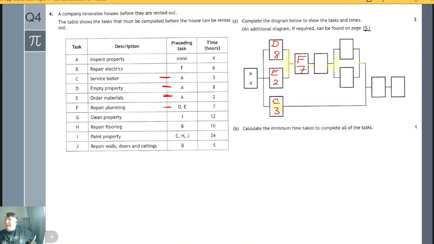Right, what needs F? Here we go. F is boiler, is the repair electrics, which is B. And that is 6 hours. What needs B? Repair flooring and repair walls. So H and J. H is 10 and J is 5.